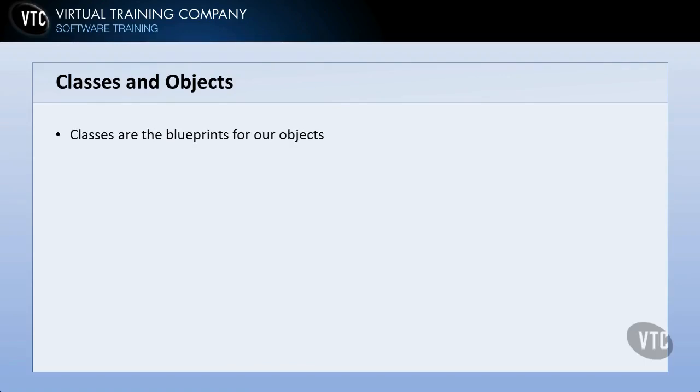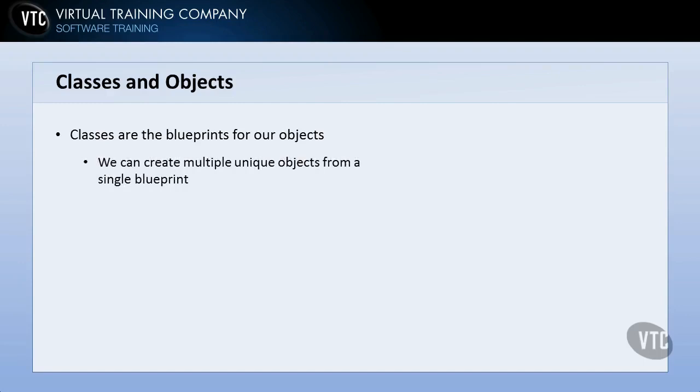Now classes are the blueprints for our objects. When we want to add a real-world object to an application and then utilize that object, we do that by building a class. So the class is what we use to create or instantiate our objects.